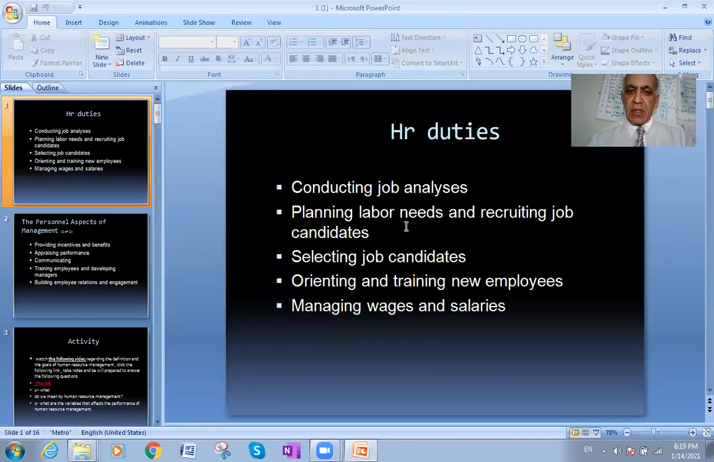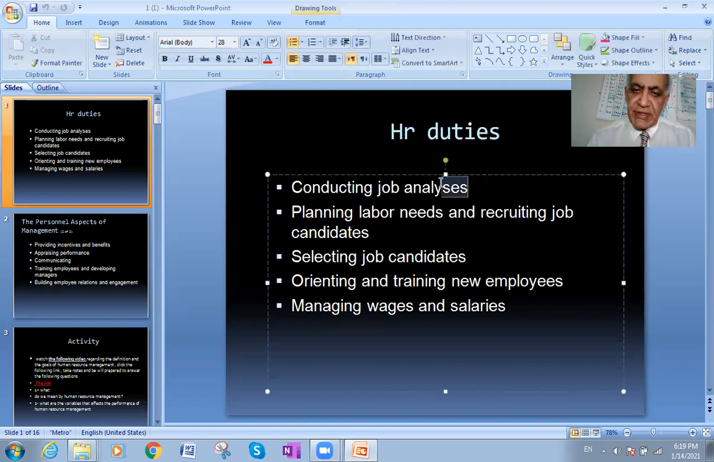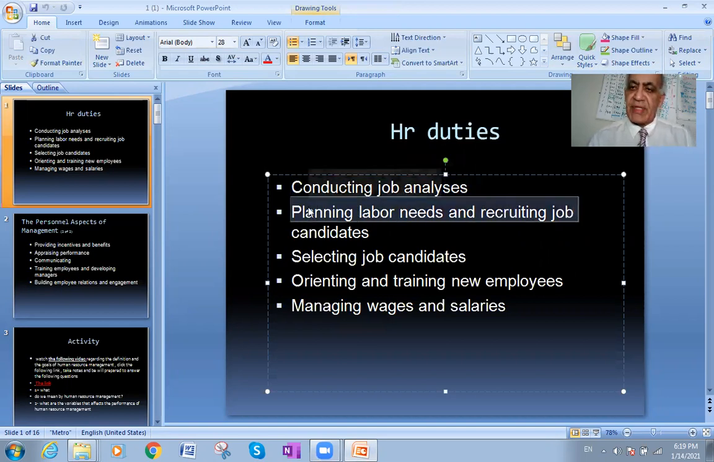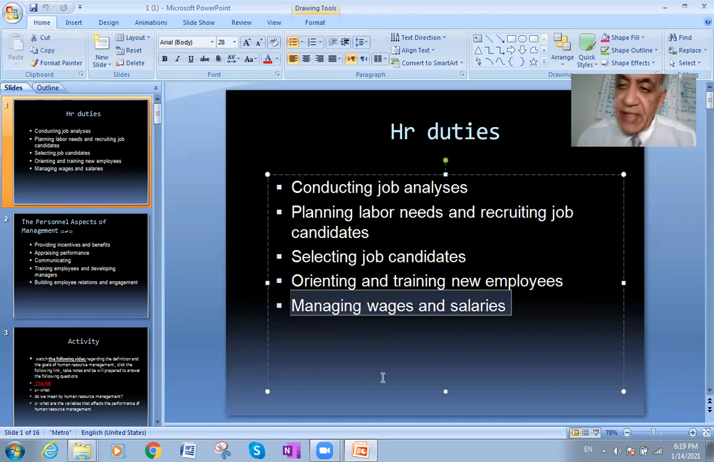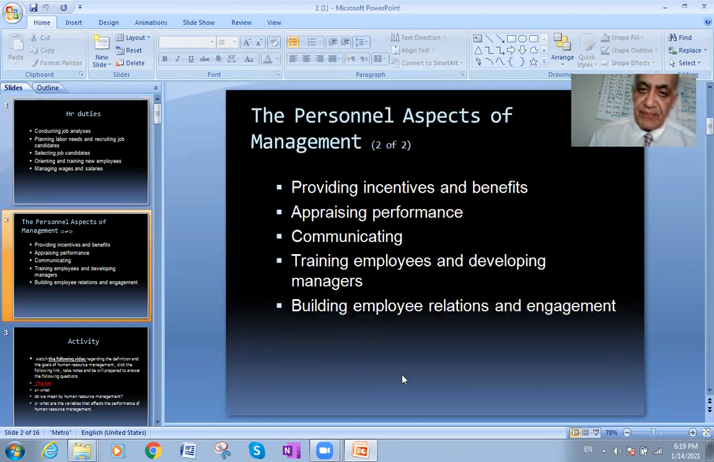Okay. Here are the main jobs of human resource management: conducting job analysis and planning labor needs, checking what the labor needs are and planning for satisfying them, and the recruiting jobs as well, selecting among the candidates, because when you recruit, you will have many prospective employees or candidates. You have to choose one of them. Orienting and training new employees is another point, and managing wages and salaries. So those are the main duties of human resource management.